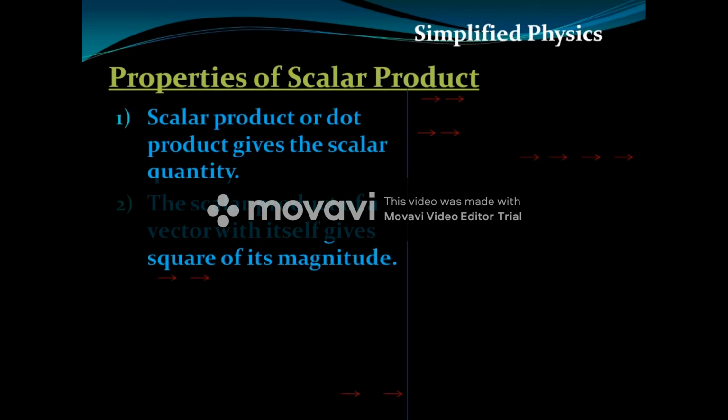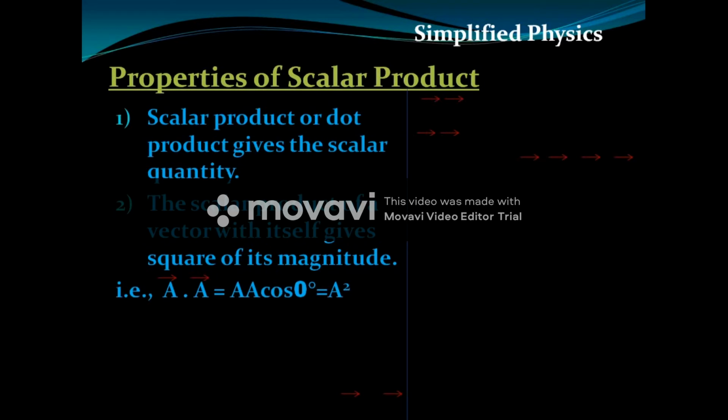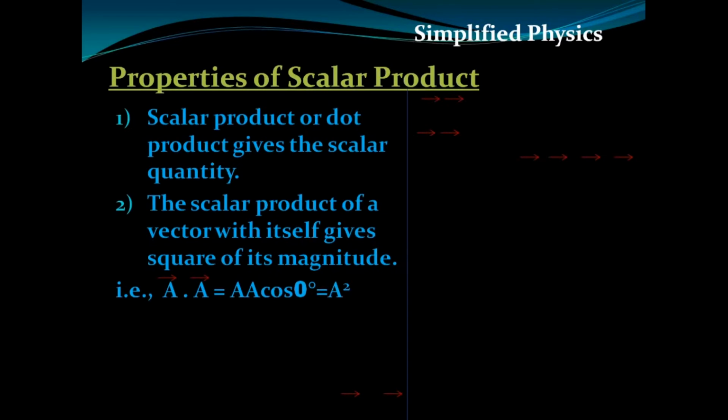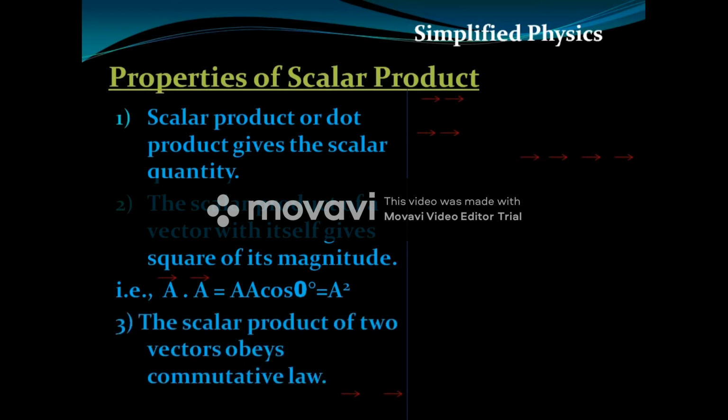Let's see the second property. The scalar product of a vector with itself gives the square of its magnitude. That is, for a vector a, a vector dot a vector is simply a a cos theta. The angle between the same vector, or between two vectors acting along the same direction, is 0 degree, that means cos 0 degree is 1, so we get a square. That means the scalar product of a vector with itself gives the square of the magnitude of the given vector.